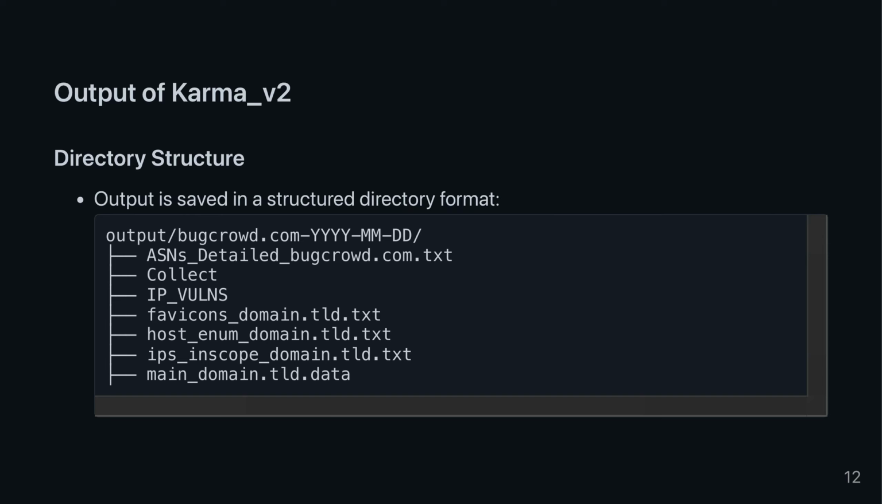Collect, a subdirectory that stores collected data. IP vulns. This subdirectory includes vulnerability data related to specific IPs. Favicons-domain.tld.txt contains information about the favicons found on the domain. Host-enum-domain.tld.txt. This file includes host enumeration details. IPs-in-scope-domain.tld.txt lists the IPs that are in scope for the scan. Main-domain.tld.data, a file containing the main data collected about the domain. This structured format helps in easily navigating and analyzing the collected data. Each component serves a specific purpose, making it straightforward to access and understand the scan's output.